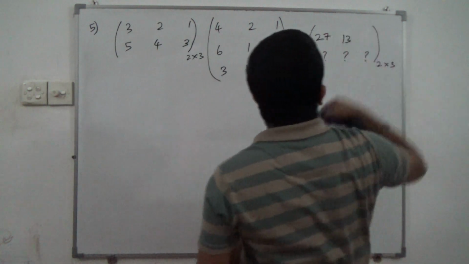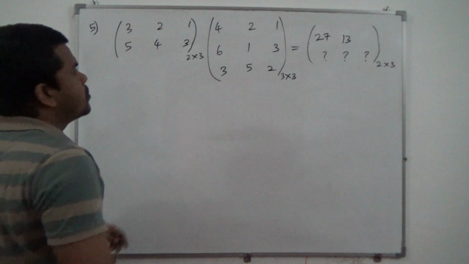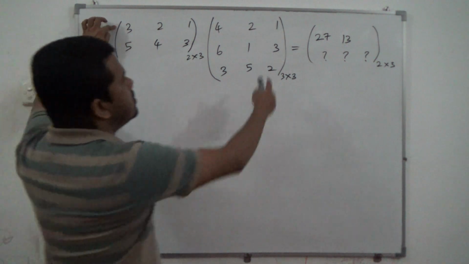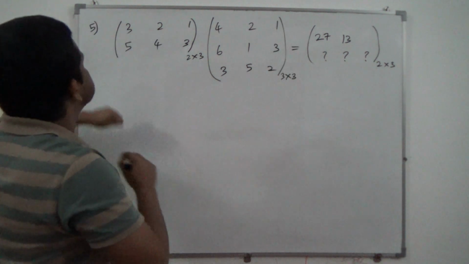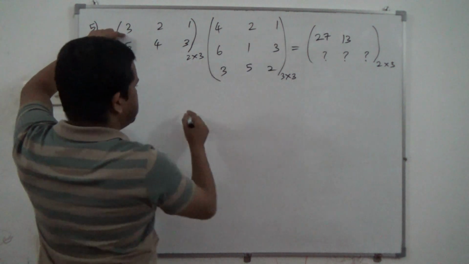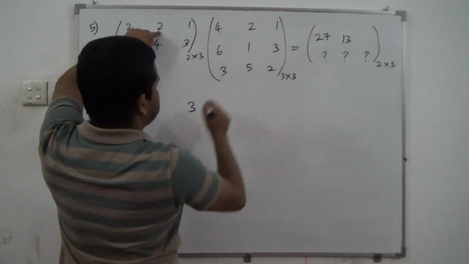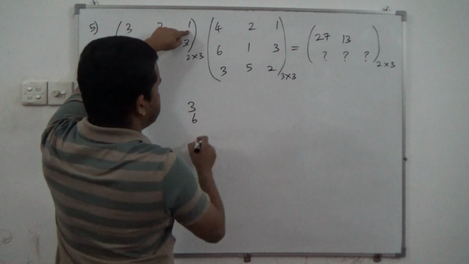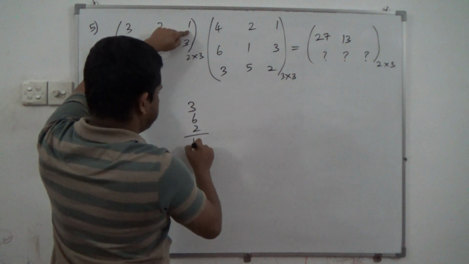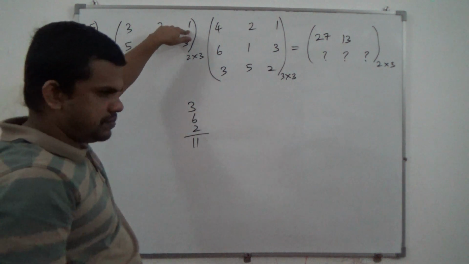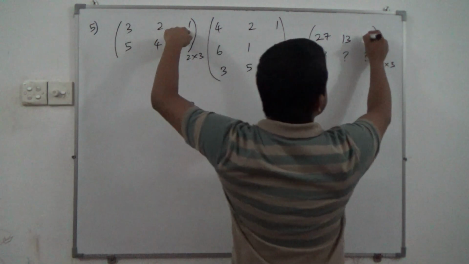Now this element, so we have to consider this row and this column. So here 3 into 1, 3, 2 into 3, 6, 1 into 2, 2, 11. Here we have 11.